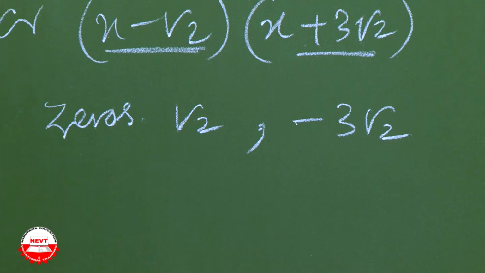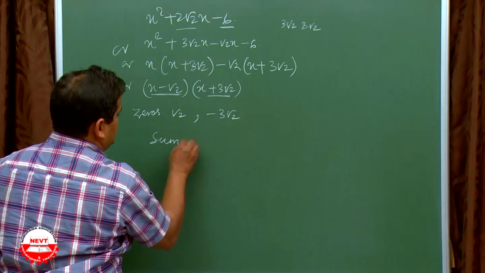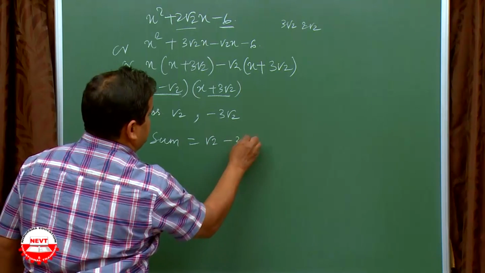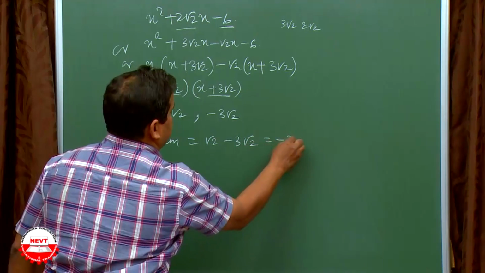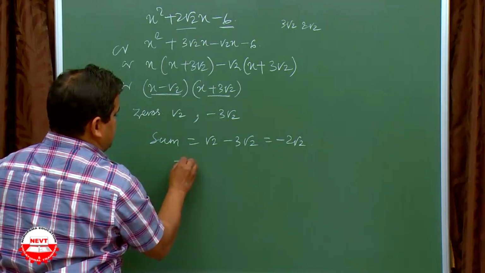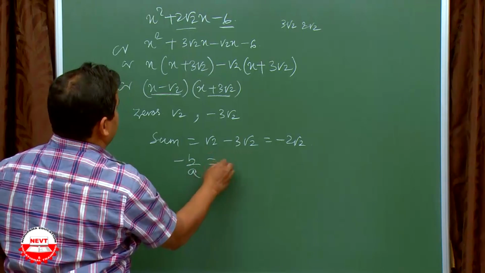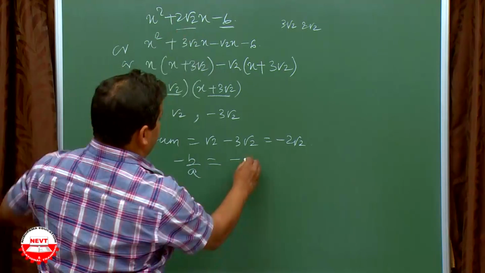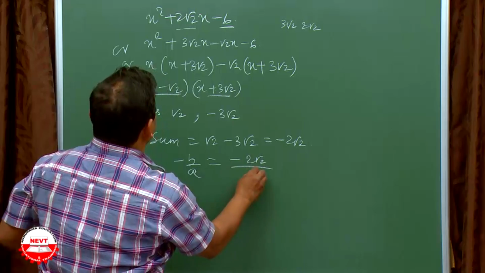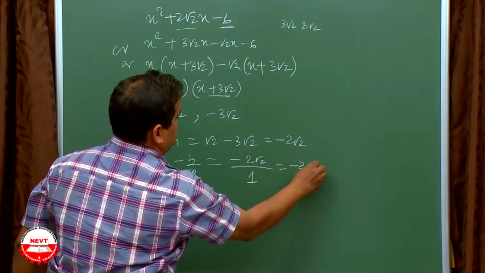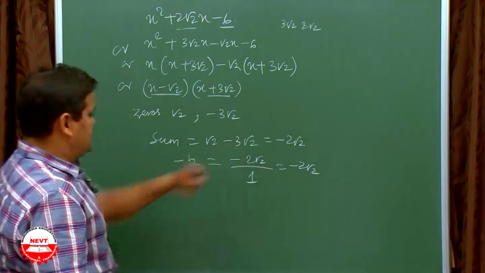So what is their sum? Sum is equal to root 2 minus 3 root 2, which is equal to minus 2 root 2. What is minus b by a? Minus b is 2 root 2, a is 1, which is equal to minus 2 root 2. It is verified.